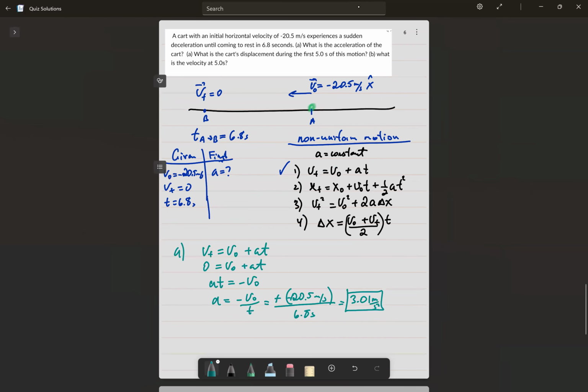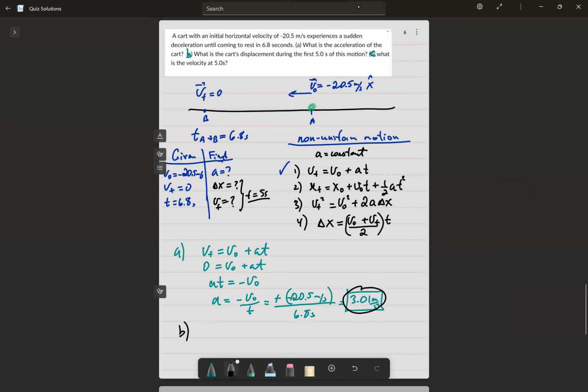Part B asks: what is the car's displacement during the first 5 seconds of the motion? And part C: what will be the velocity at those 5 seconds? So let's look at what we have. We want to find displacement and final velocity when time is equal to 5 seconds. But here's the thing: acceleration is constant for any given time. That means we now have the acceleration, and we know that it will never change.